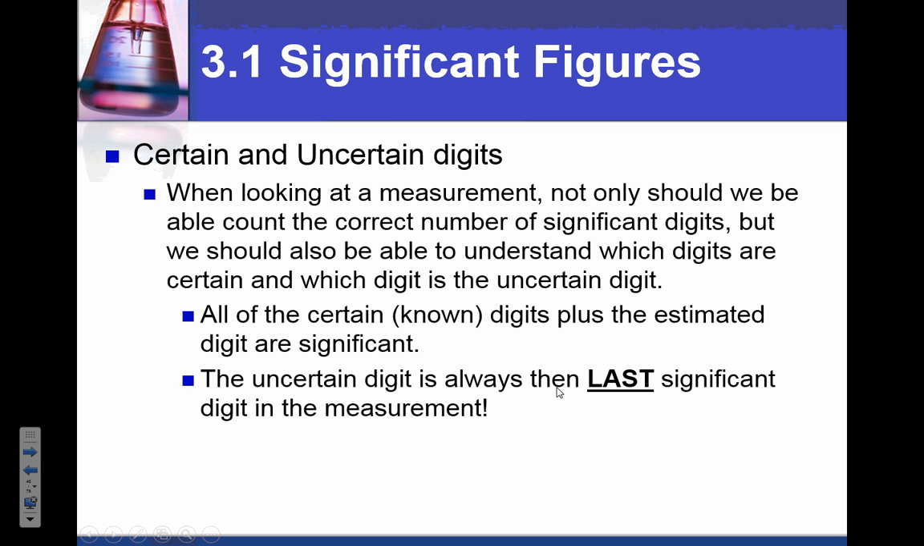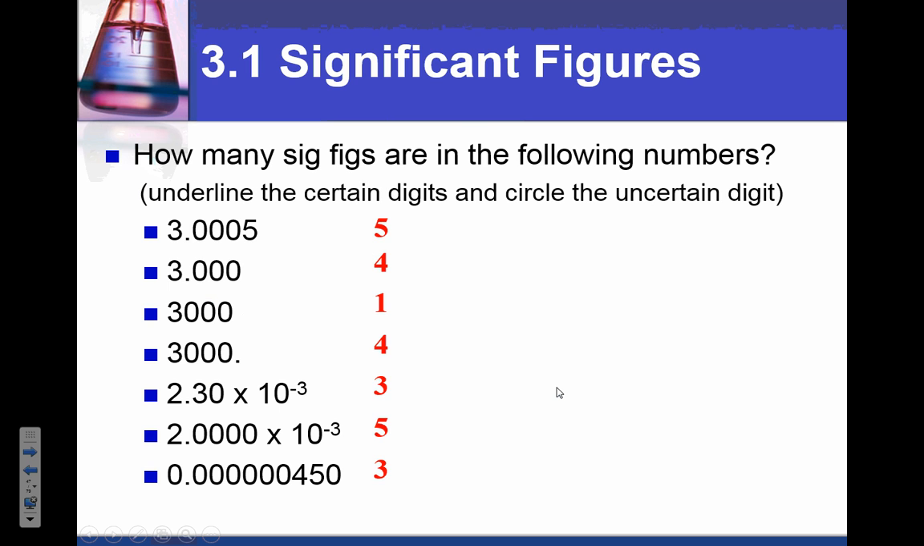So the uncertain digit then is always the last significant digit in the measurement. And this is what we looked at yesterday. So let's practice it again. In this number from the set of numbers that we looked at, so we're going back to that exact spot in your notes, we said this first number had 5 significant digits. Well, what's our last significant digit then if they all count? Well, that's our last significant. So that has to be our uncertain digit.